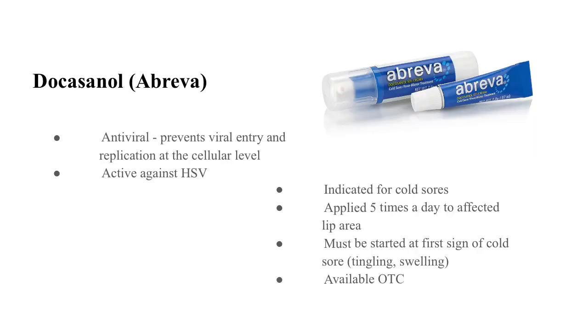Docosanol is a third antiviral topical agent active against herpes simplex. It has the benefit of being available over the counter. It's indicated for cold sores. It can be applied up to 5 times a day to the affected area around the lips. And it also must be applied at the first sign of a cold sore developing.